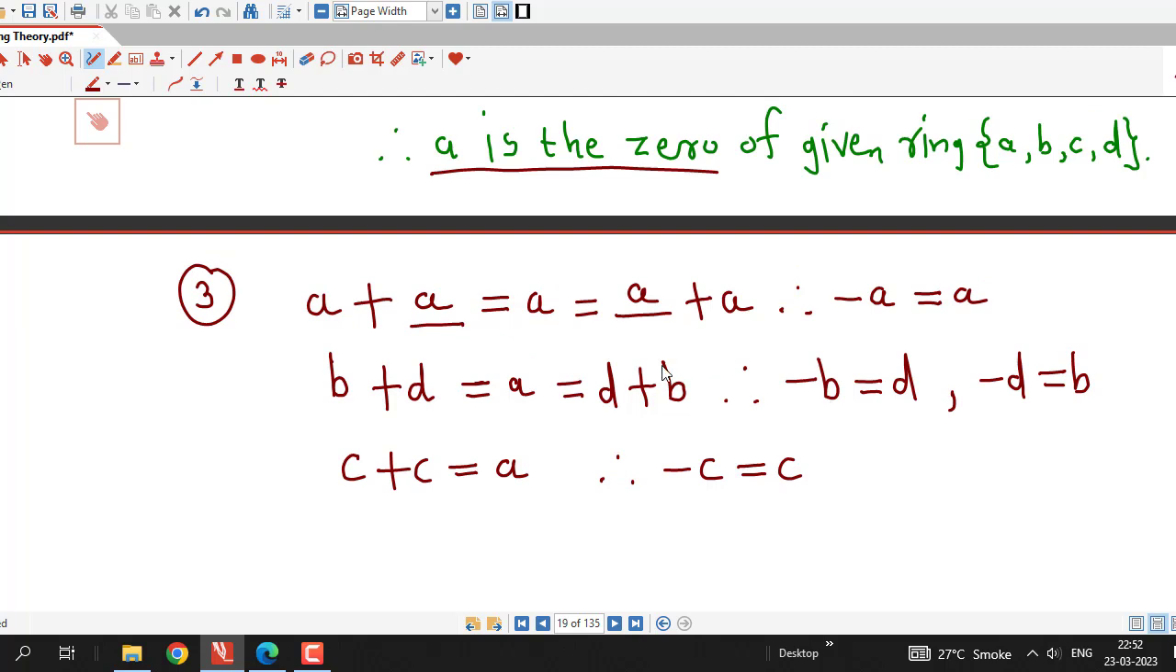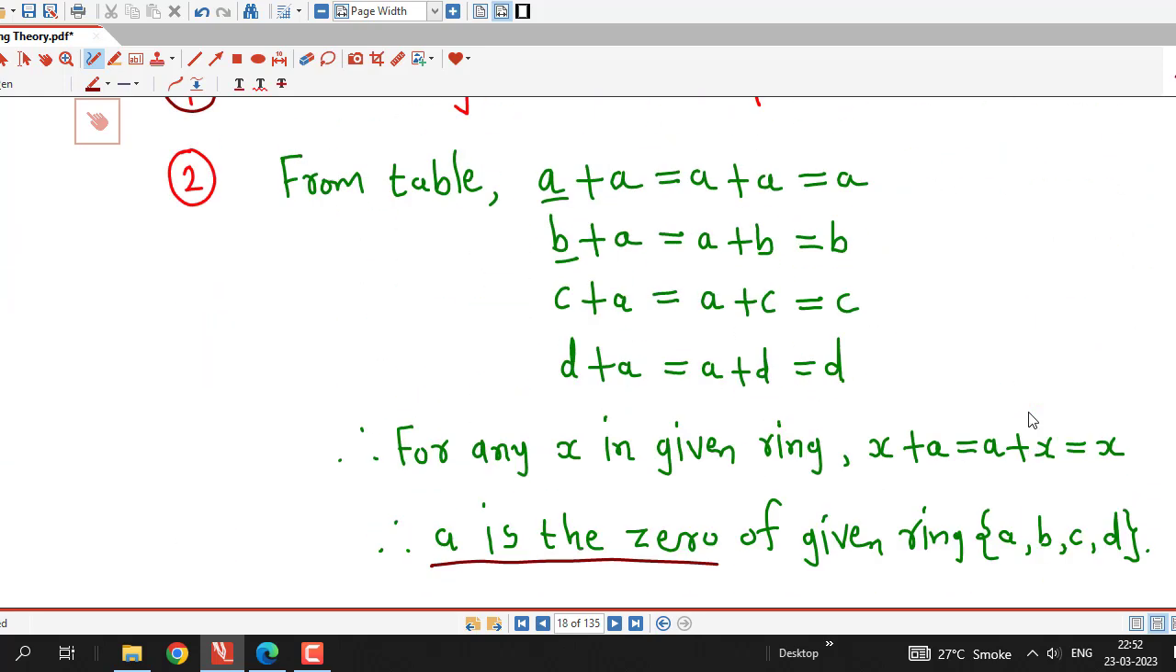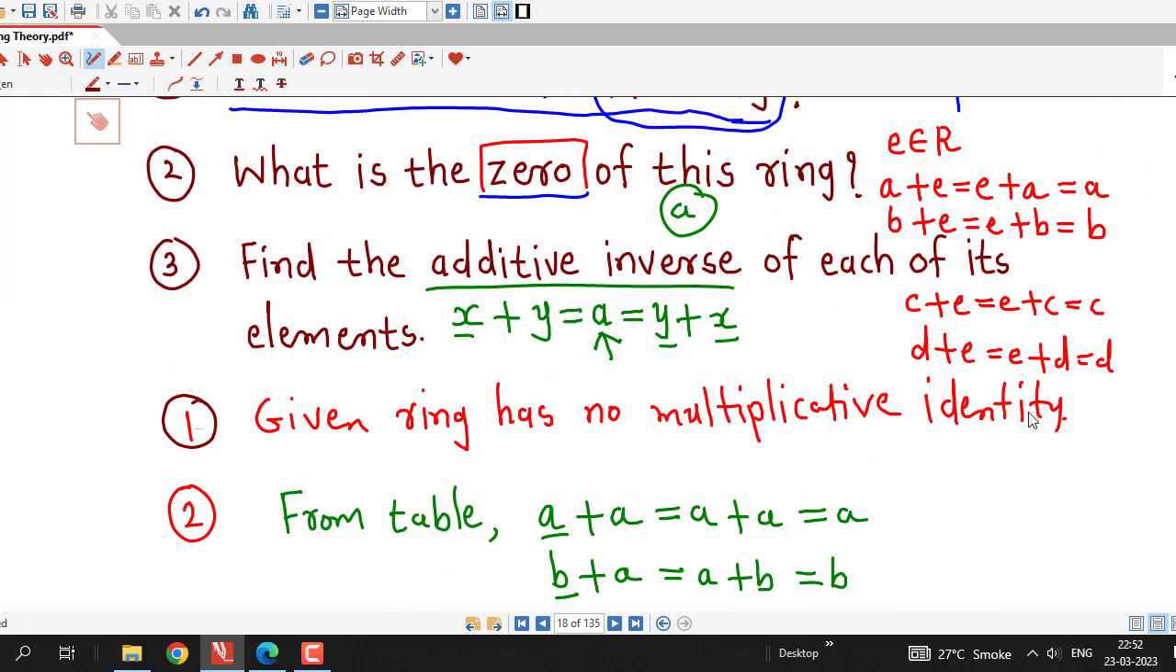So here all the elements are having additive inverses. Additive inverse of A is A itself. Similarly additive inverse of C is C itself. Additive inverse of B is D, and vice versa. B and D are additive inverses of each other. So this is the answer to the third question.